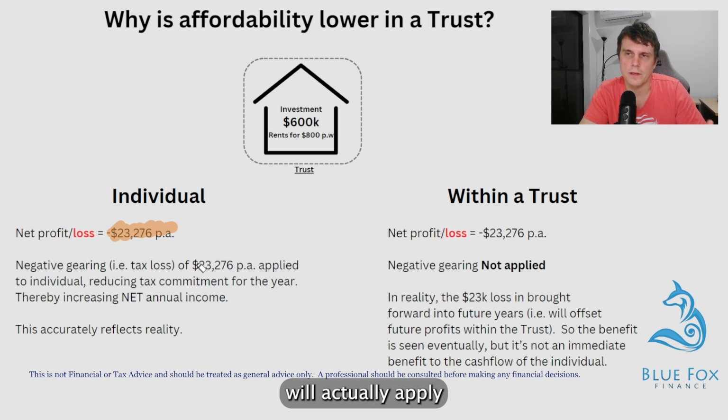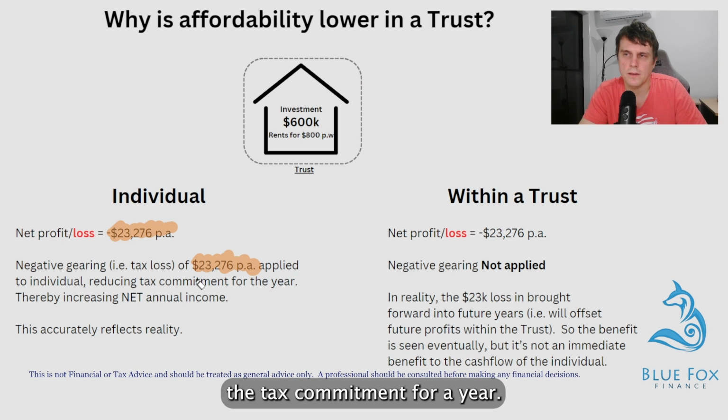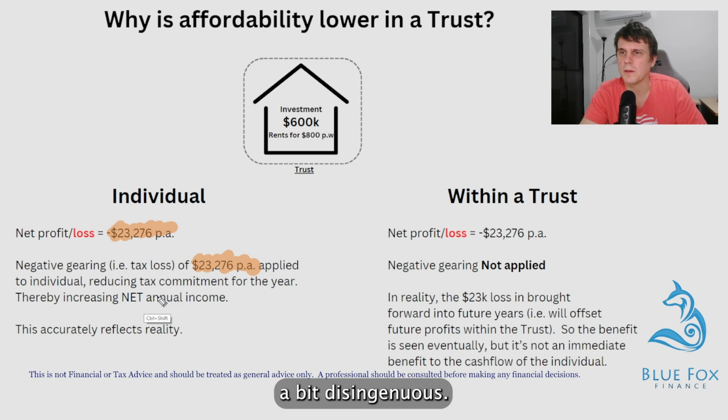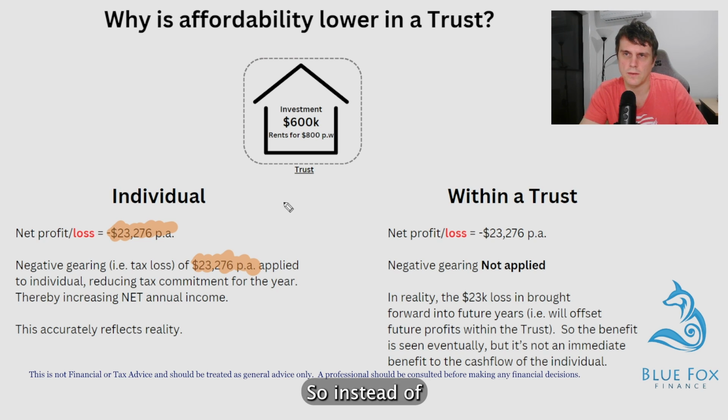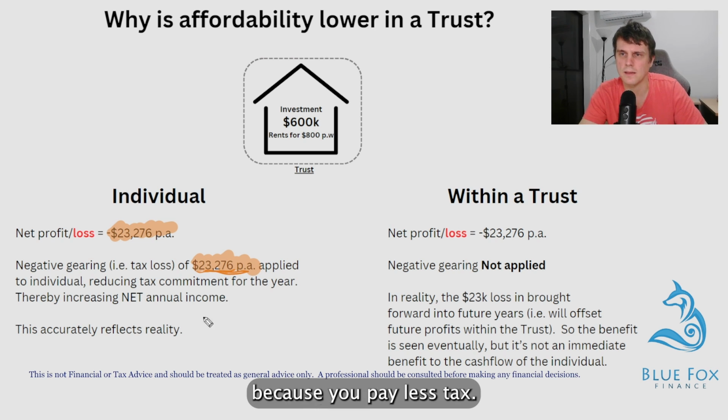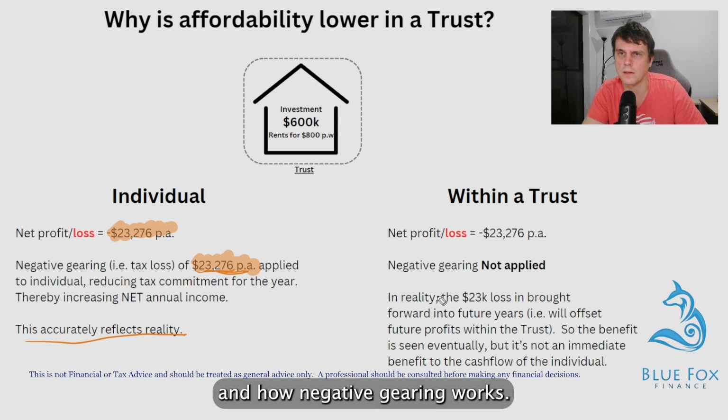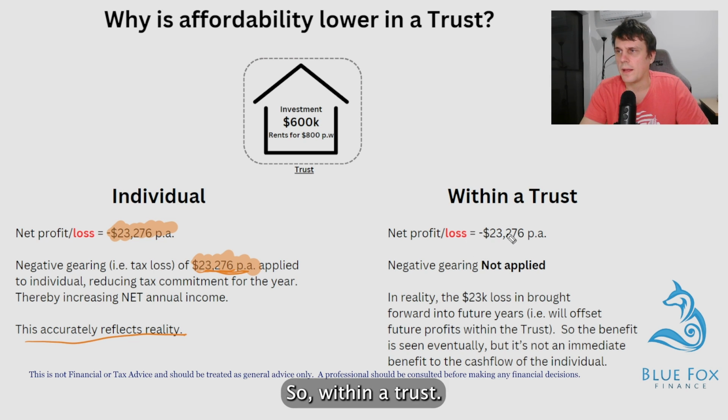But the calculator will actually apply negative gearing, i.e. a tax loss of 23,000 into that calculator. That reduces the tax commitment for a year. It says it increases net annual income. That's probably a bit disingenuous. It more so means you lose less money. So instead of losing 23,000 off your total income, you might lose 15,000 because you pay less tax. And this does accurately reflect reality. That's what actually happens and how negative gearing works.